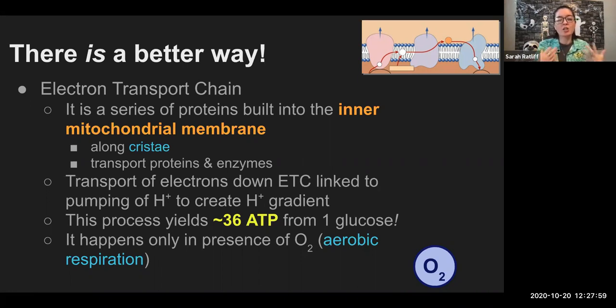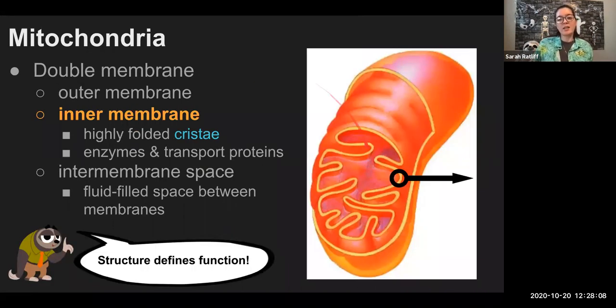We're going to make a ton of ATP. This is where the magic happens. This is why the oxygen is important. So here, just again, the membrane is the part on the outside of the wigglies, which is the matrix, the wiggly part.